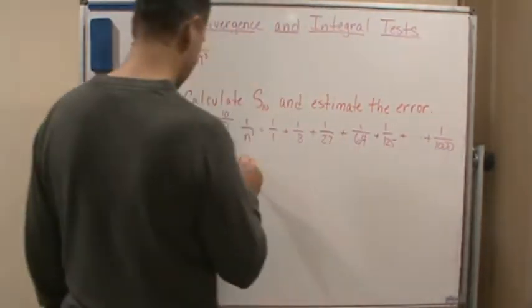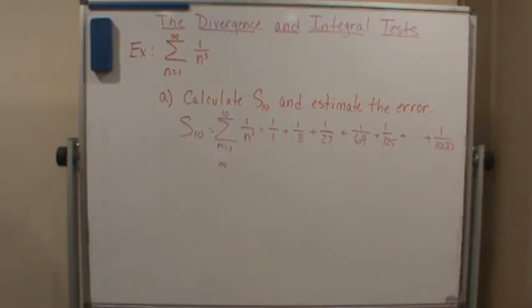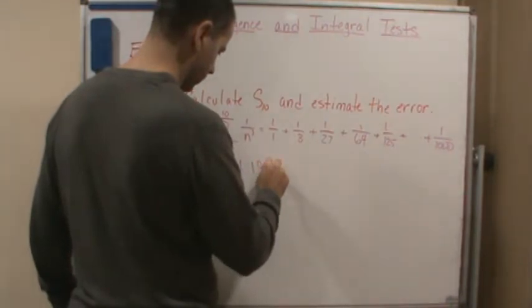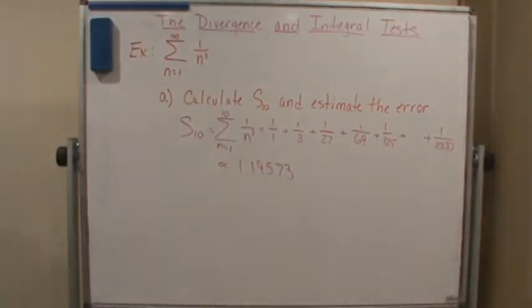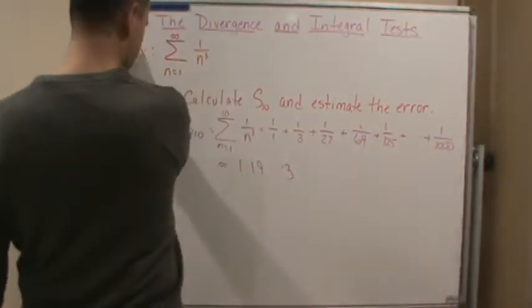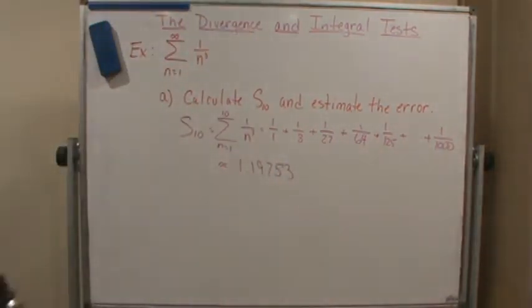So in this case, if you do use a calculator, you get approximately 1.1975. Okay, so now there's the partial sum. Now we want to estimate the error.